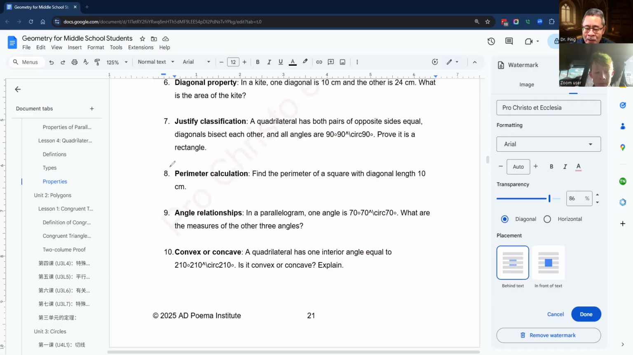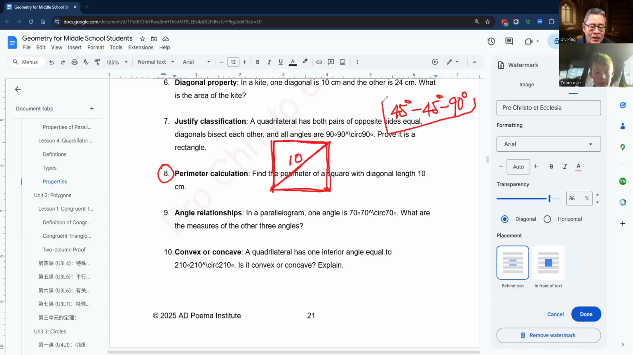And number 8, find the perimeter of a square with a diagonal length of 10. So we know this is 10. We want to find the perimeter of that. Do you guys remember the 45, 45, 90 special triangle? Do you remember that?